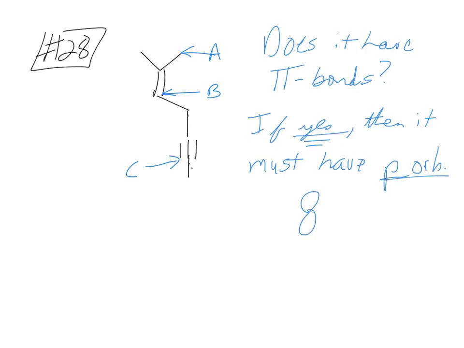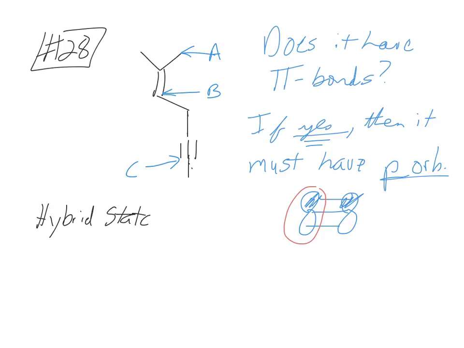I'm drawing right here a pi bond, and this is a p orbital, which helps make up a pi bond. So if you have a pi bond, you must have a p orbital. Yes? So let's do the hybrid states. What are the hybrid states? What's the first one, the most common one?